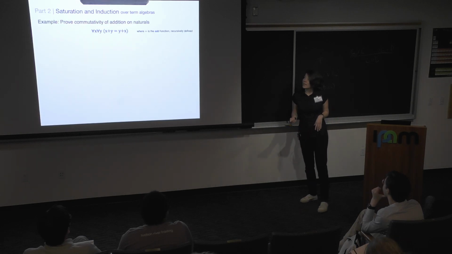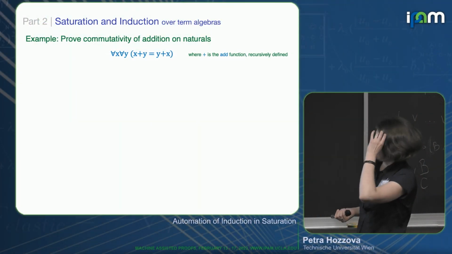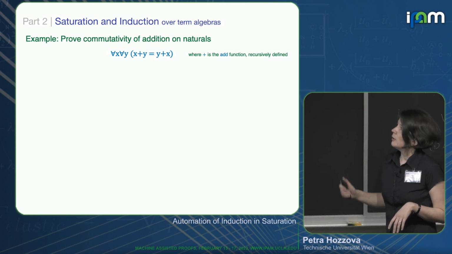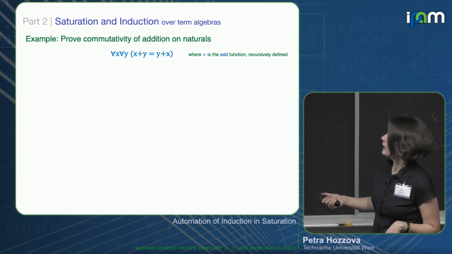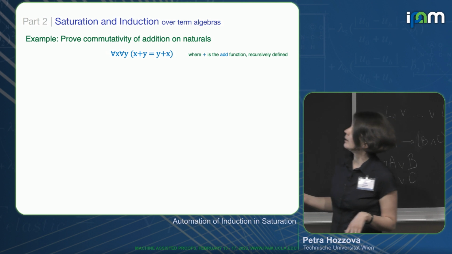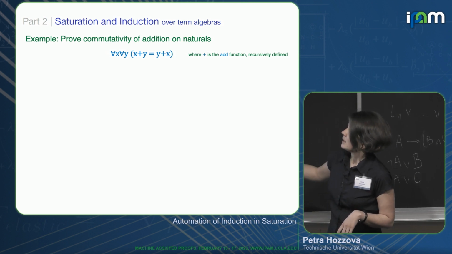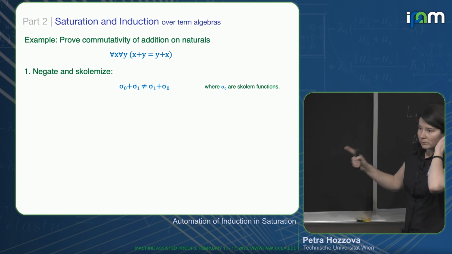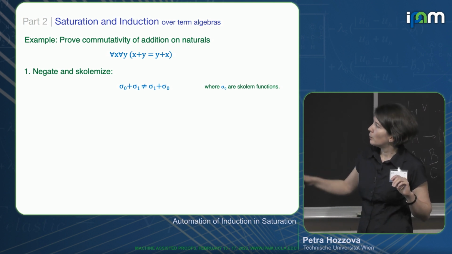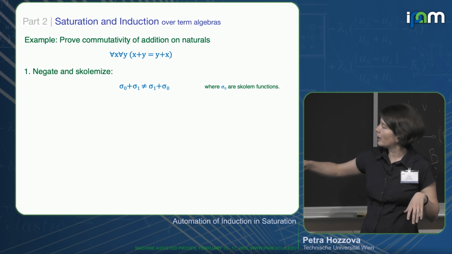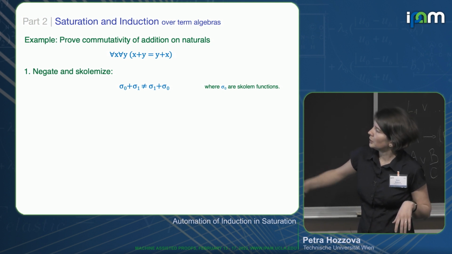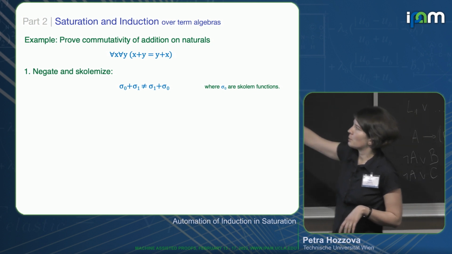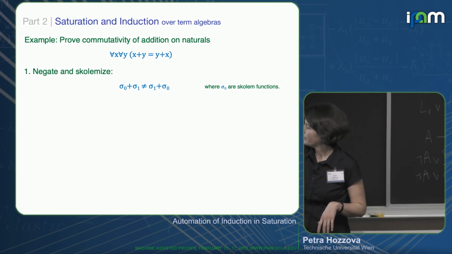Let us take a look at the specific example that I've shown you at the very beginning. We are trying to prove that addition is commutative for natural numbers. Here again, I'm using the plus symbol for brevity to represent the add function on natural numbers. The first step of our algorithm is to negate and skolemize our formula, and we obtain this literal here. The sigmas are skolem functions corresponding to the variables x, y.